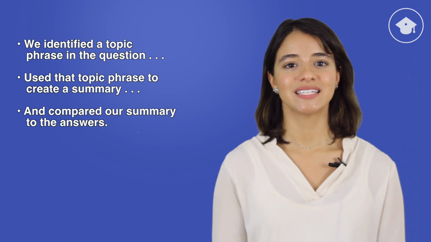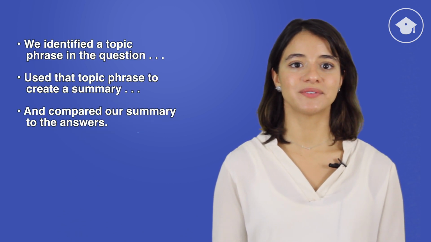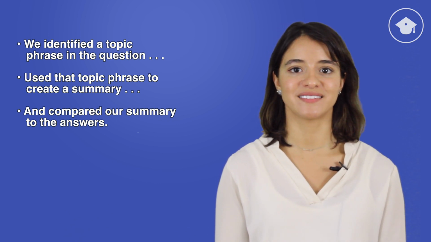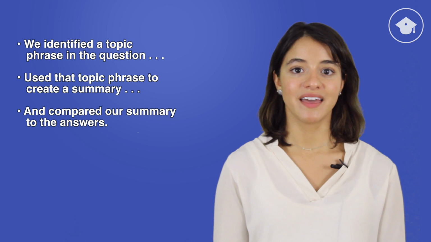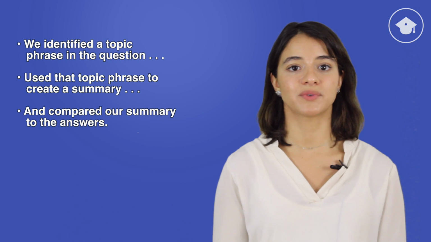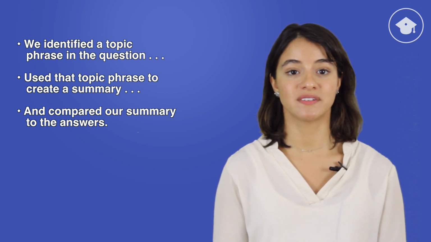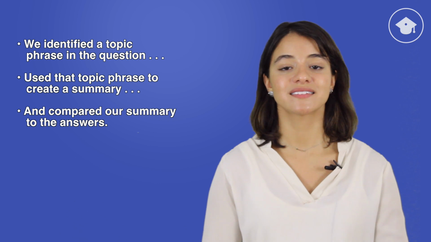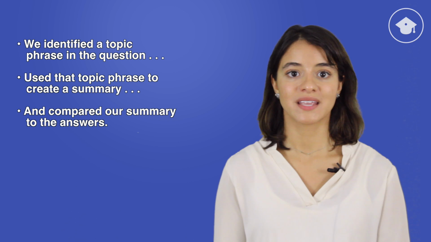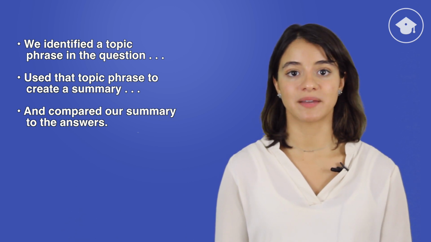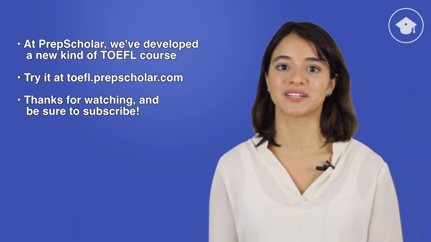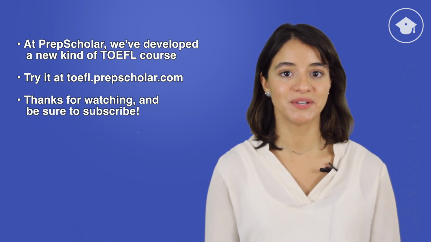Let's review. To answer this question, we just need to use a phrase from the question, or our topic phrase, to make a brief summary of what the passage says about the topic. Then we check that summary against the answer choices. Since this was an inference question, we were not checking whether the answer choices matched our summary exactly. Instead, we were checking to see if we could infer the answer choices from our summary. And we found that we could infer just one of them, answer C. So that's how to answer inference questions on the reading section of the TOEFL.